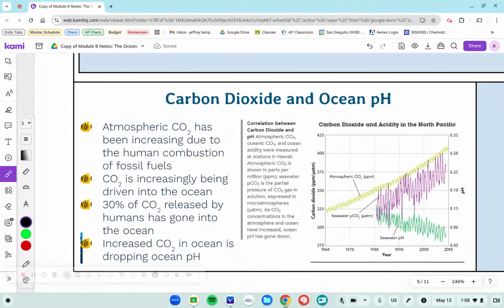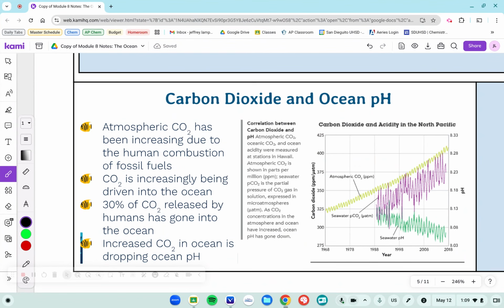So next, let's talk about the effect that increasing carbon dioxide in the atmosphere, that we learned about in Module 7, has on the ocean. We know that atmospheric carbon dioxide has been going up. That's this yellow line here. Now, this pink line is showing that because the concentration of carbon dioxide has been going up in the atmosphere, that is also causing the concentration of carbon dioxide to go up in the ocean. So we measured that it went up in the atmosphere. That is also affecting the ocean.